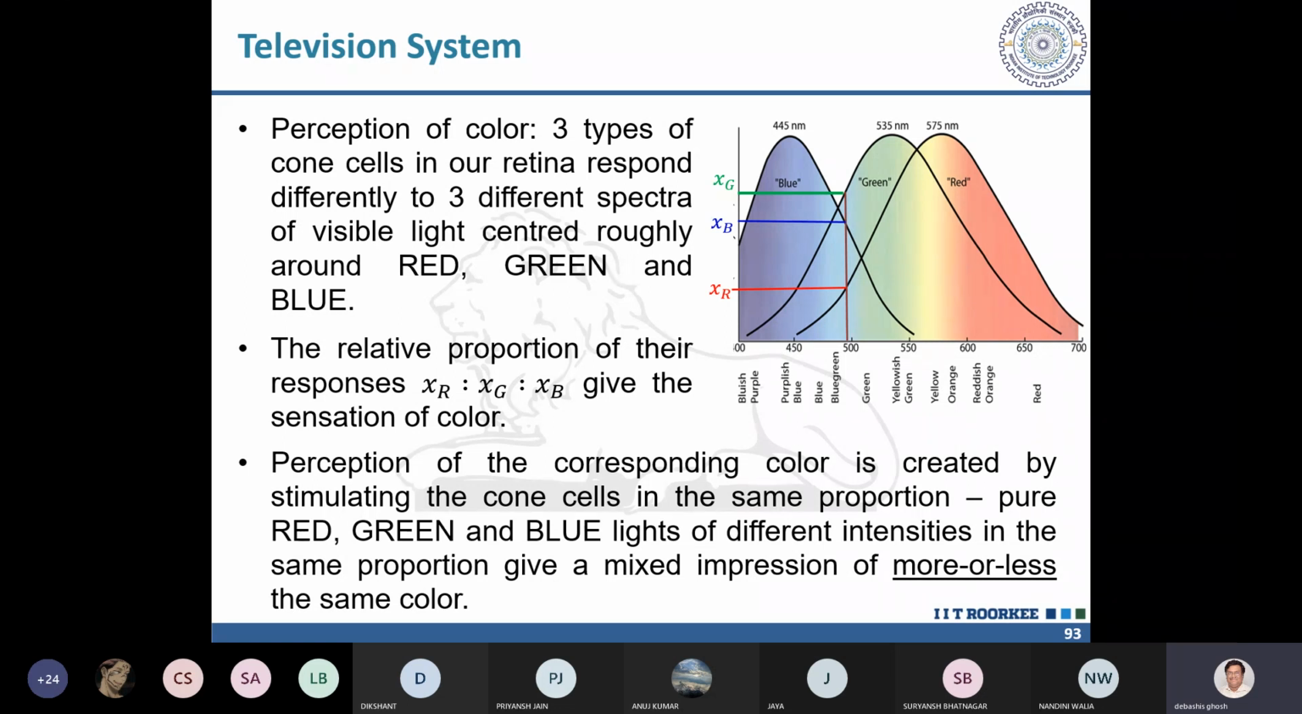Actually, the color is not produced. I cannot make a signal of this frequency. What I do is project some blue light, some red light, and some green light into my eye, and I make these 3 types of cone cells respond in the same proportion. That is what I try to do, and by doing that we create the sensation of this color. We cannot produce a new color, or a new frequency from other colors.